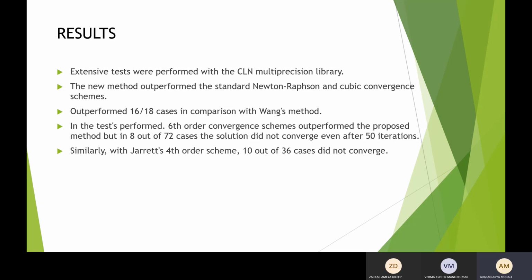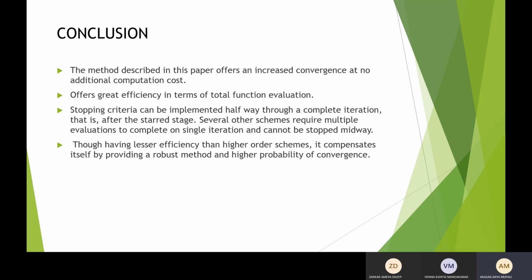The evaluation of the derivative in the modified method at the midpoint between the most recent solution and a predictor value of the solution, which is not unlike Newton's method, is the reason why the method converges to a solution more often than does the standard Newton method. In the tests performed, sixth order convergence schemes outperformed the proposed method, but in 8 out of the 72 cases, the solution did not converge even after 50 iterations. Similarly, with Jarrett's fourth order scheme, 10 out of 36 cases did not converge.